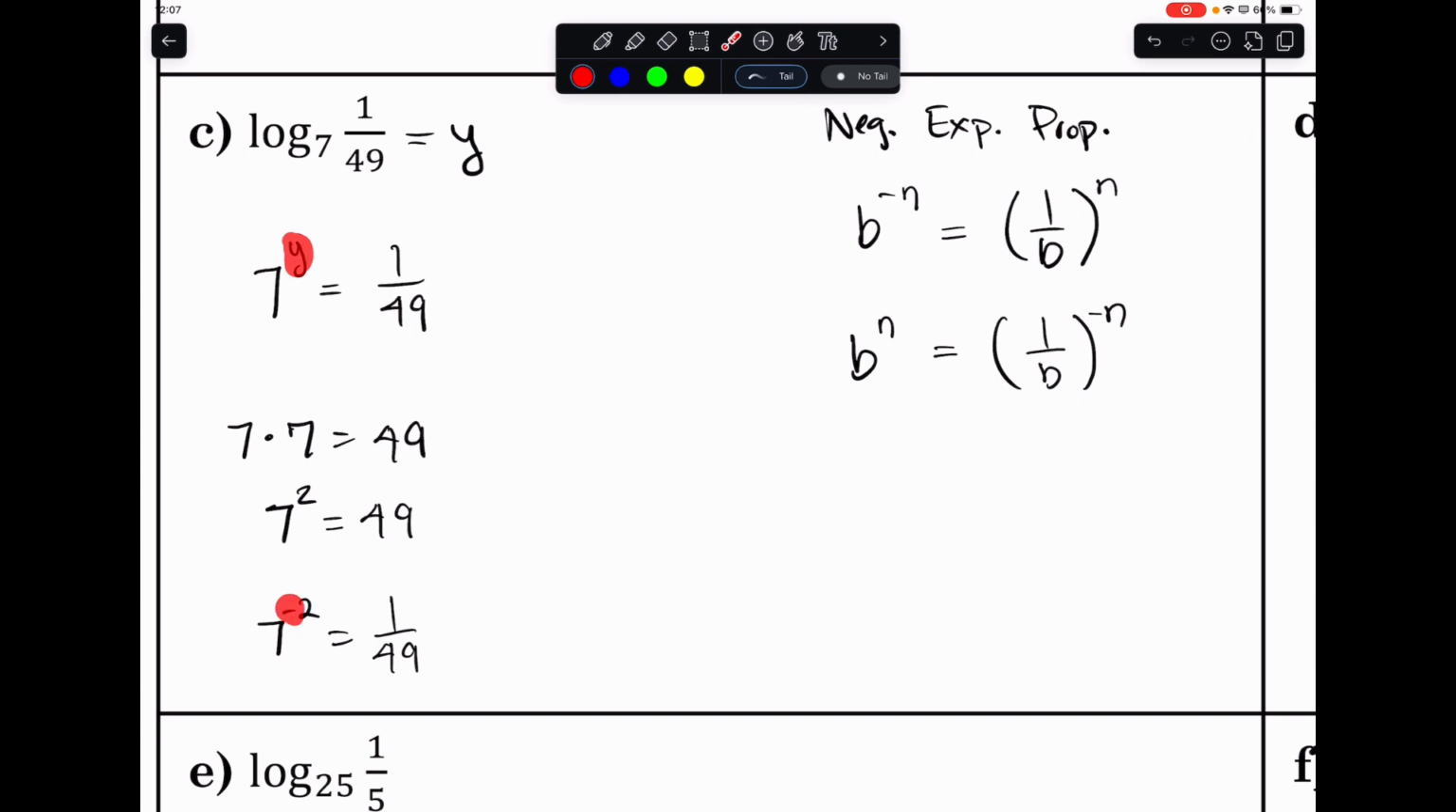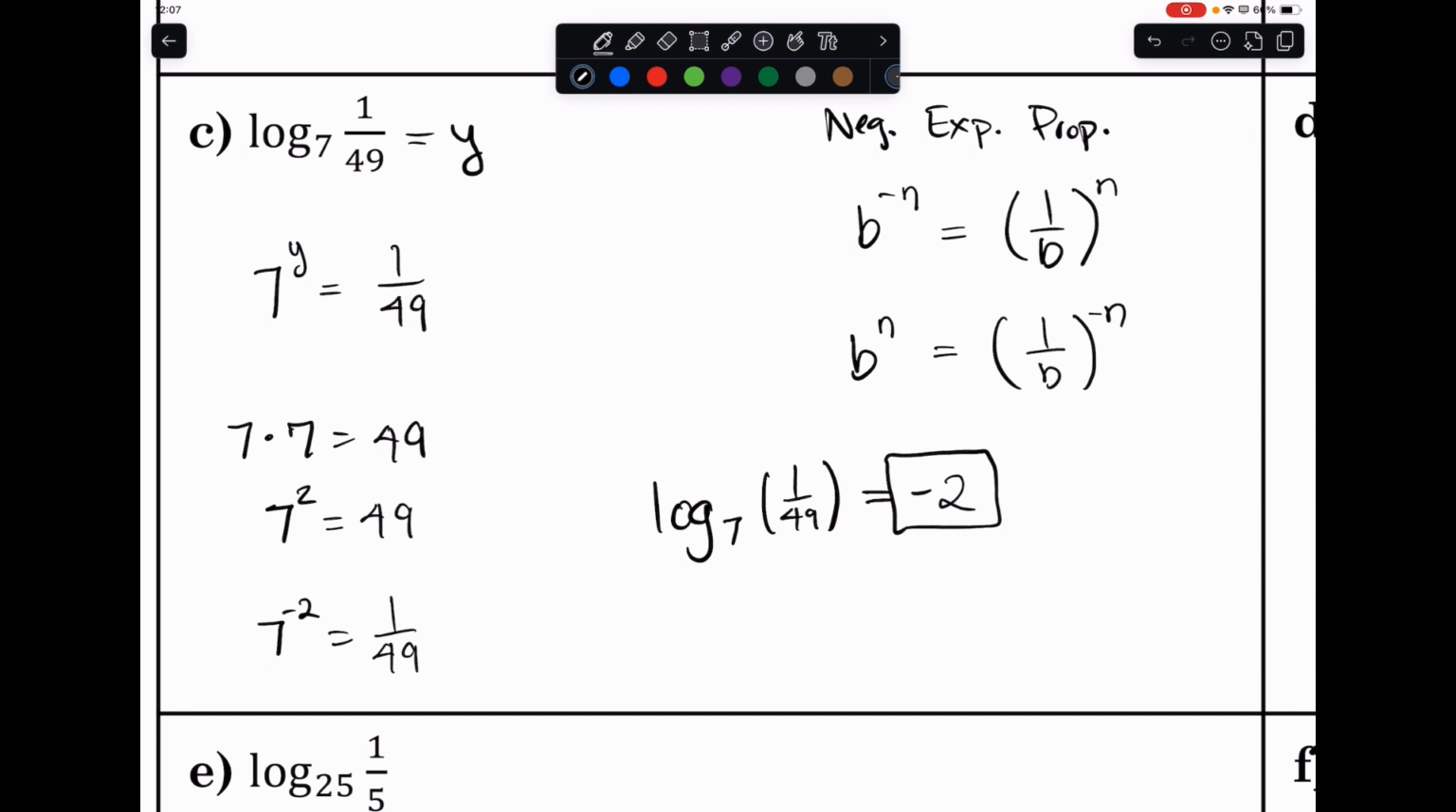Okay, so this value of y has to be negative 2, which correlates back to the original log, that the log base 7 of 1 over 49 ends up having to equal negative 2. So that's your answer.